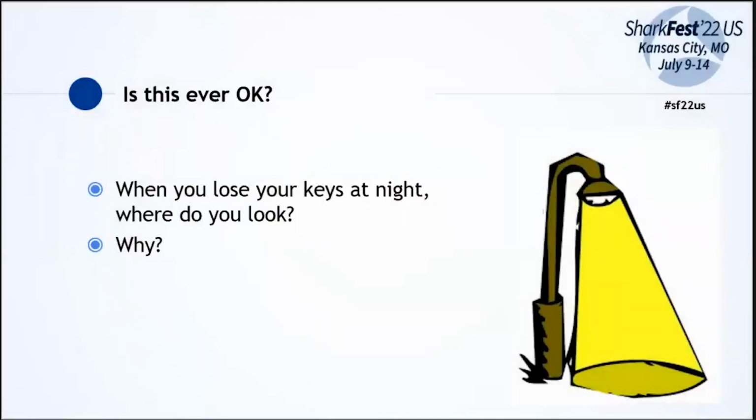So is this ever okay? Of course it is. When you lose your keys at night, where do you look? Under the lamppost. Why? Because that's where the light is, because you can see. But what is the conclusion you're going to draw when you do that? Not found under the light, so I can come back in the morning and keep looking. That's different from saying it's not under the lamppost, so they're gone forever. The veracity of that conclusion isn't there. I don't have that data. It was dark. So it's okay.